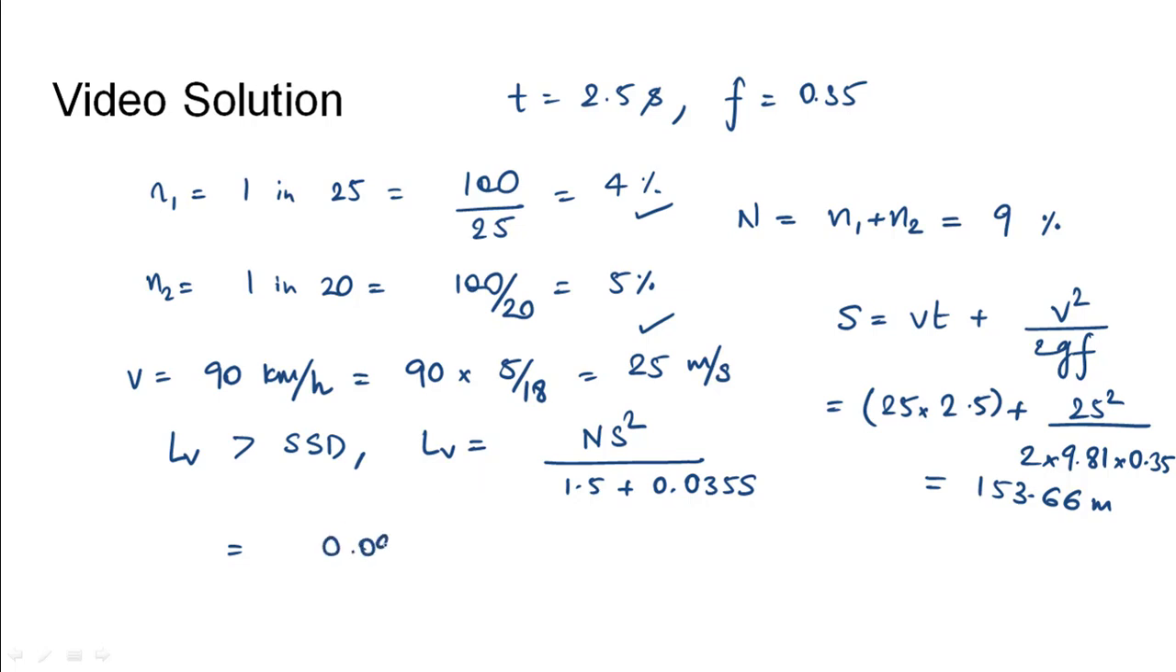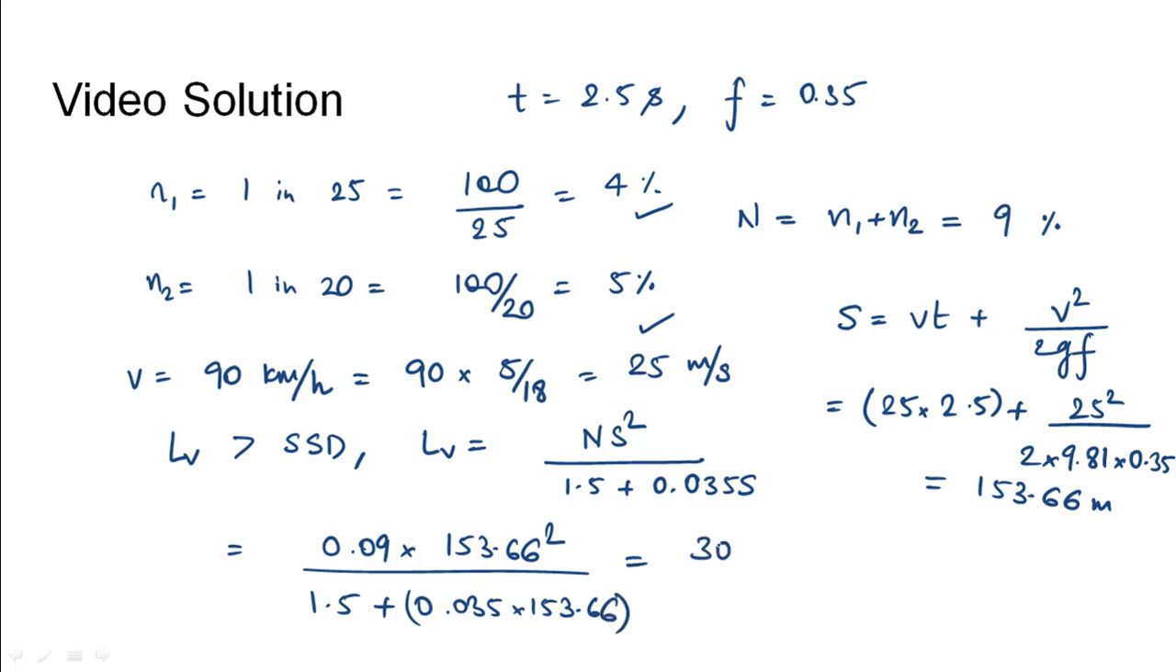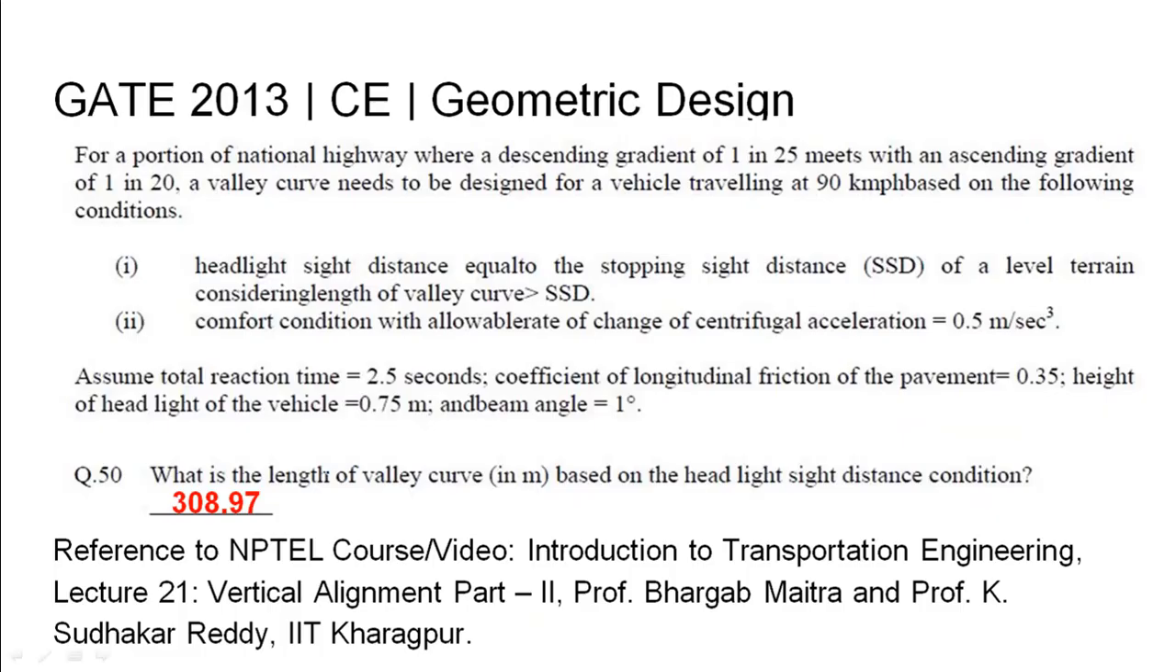Substituting this back in the valley curve equation, N was found out as 9%, so that will be taken in decimals, into the SSD, that is 153.66 square divided by 1.5 plus 0.035 into 153.66. The value would turn out to be 308.97 meters, which is the length of the valley curve, assuming that it is greater than the stopping sight distance. So the length of the valley curve based on the headlight sight distance criterion was found out as 308.97 meters. The relevant NPTEL reference has been listed.